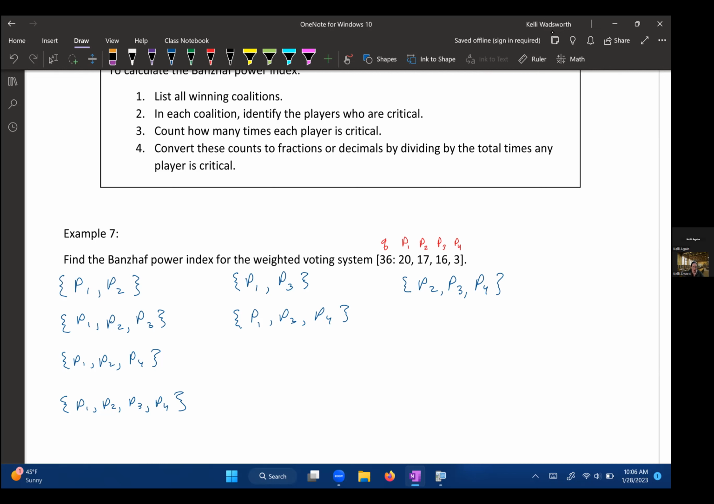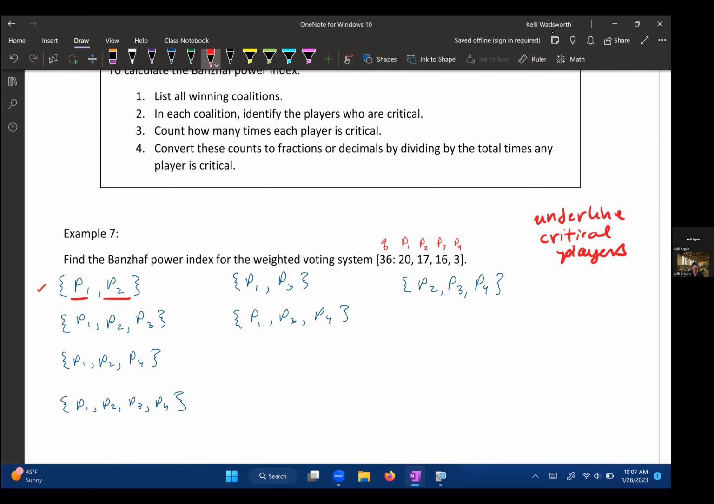Let's take a look. We're just going to start at the beginning. Player 1 and player 2, 20 votes, 17 votes. Both of those players are needed to reach quota. So in that coalition, they are both critical. I'm just going to underline critical players. You could circle them, you could do whatever you want. In that first coalition, both players are critical, because if you removed either of their votes, the coalition would no longer be winning. All right, that's that one.